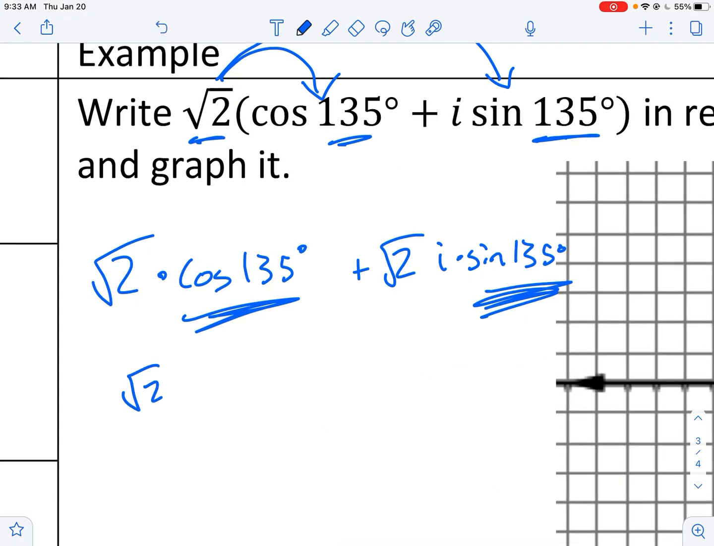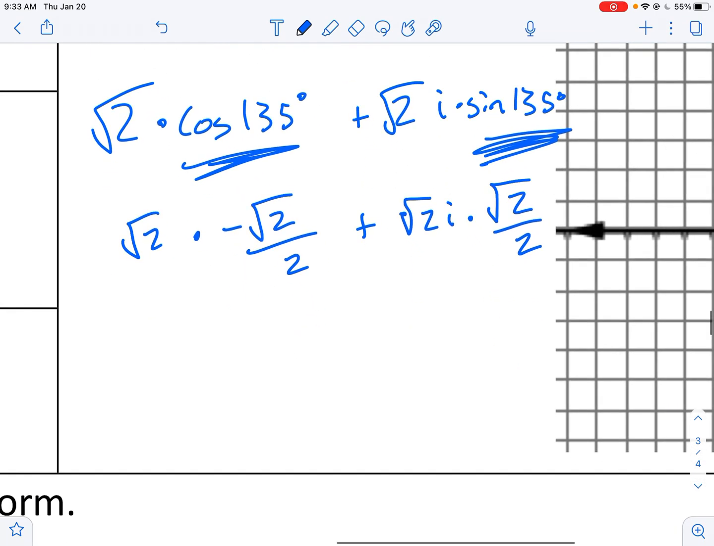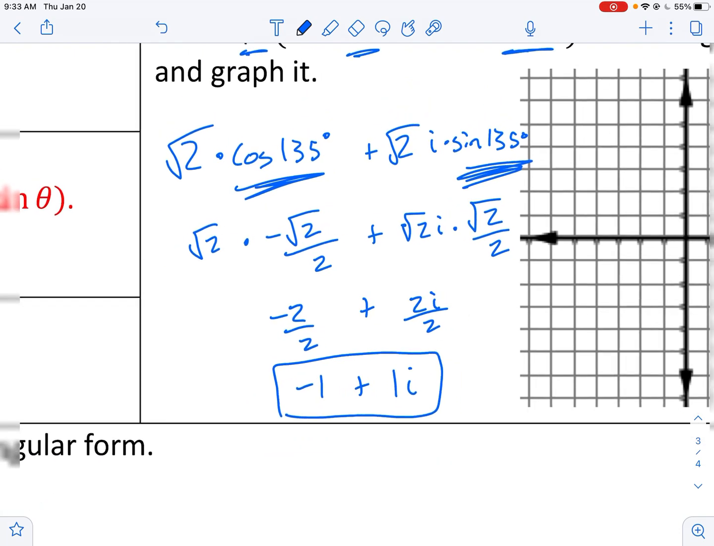See, so now I got square root of 2 times, the x one is negative, root 2 over 2, and now we got plus root 2i times the positive square root of 2 over 2. And we're going to simplify this down. Square root of 2 times square root of 2 is square root of 4, which is just 2. So now we got 2, negative 2 over 2. And this one over here, we got 2i over 2. And 2 divided by 2 is just 1. So now we got negative 1 plus 1i, and we got a lovely complex number here.